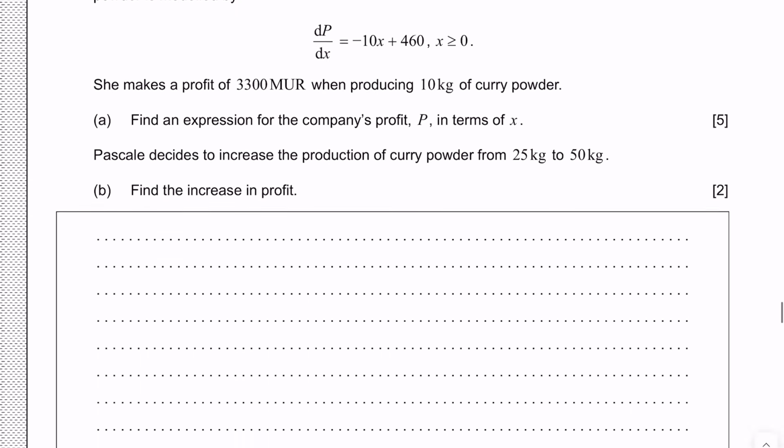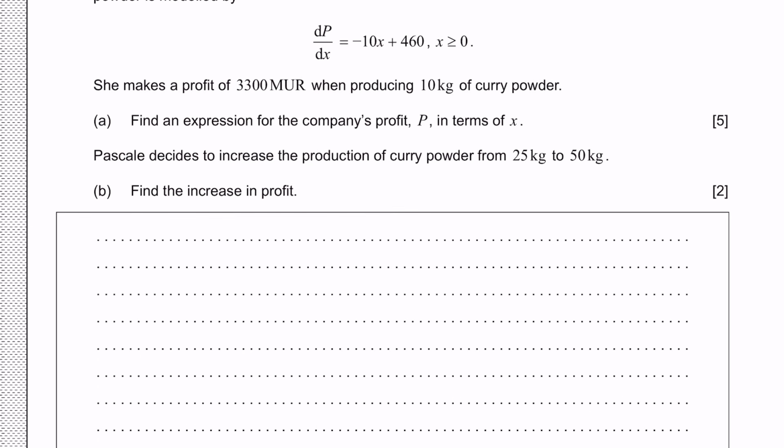All right, let's go ahead and write out this function and see how we can tackle this. I want to write it a few lines lower, and I hope you'll see why. So dP/dx is -10x + 460. In this case, we have the derivative, but we want to find the profit function, not change in profit over change in kilograms, just the profit. Okay, so how can we do that?